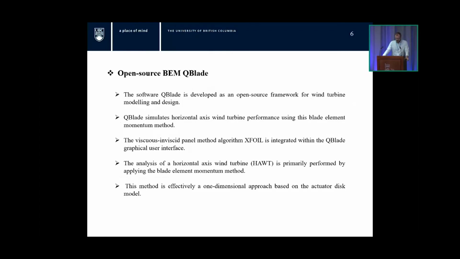We used Q-blade, which is an open source boundary element method solver for wind turbine modeling and design. It simulates horizontal axis wind turbine performance using the blade element momentum method, and it also uses a viscous-inviscid panel method called XFOIL integrated within Q-blade to predict the airfoil performance. So what we did is we had a bunch of droops provided to us by our industrial partner, and we added those droops and then looked at the effect of the droops on the airfoil performance and then the overall wind turbine performance.